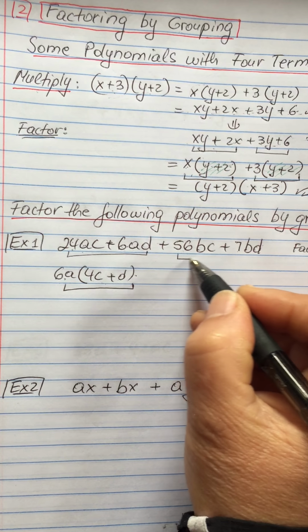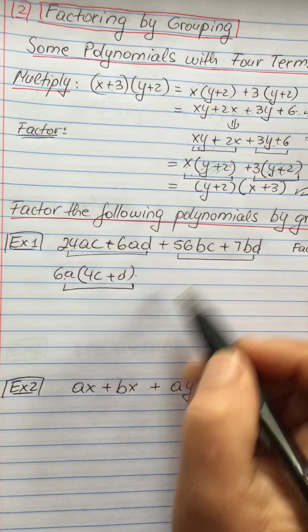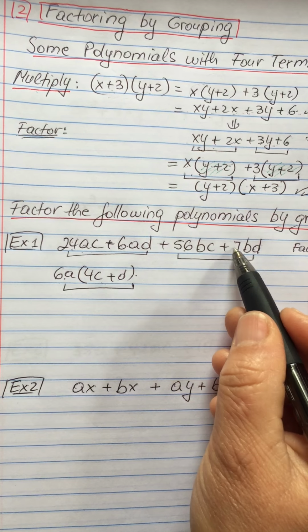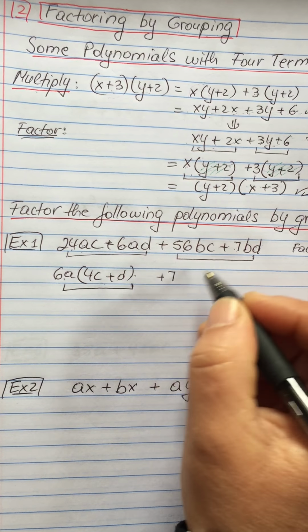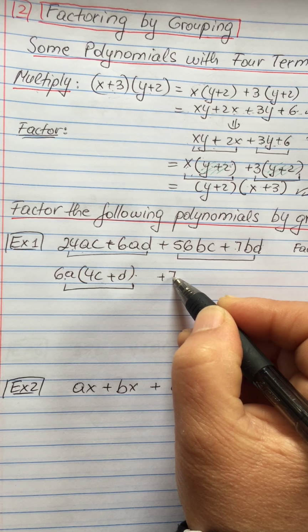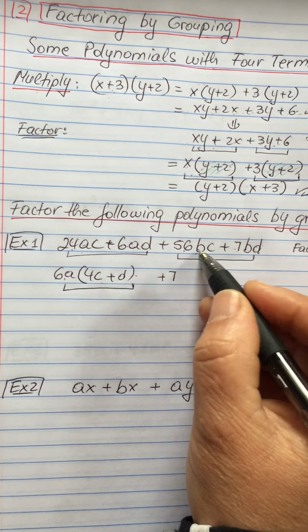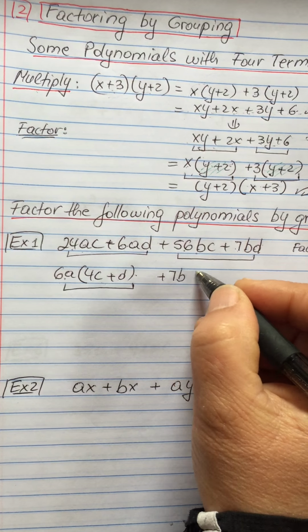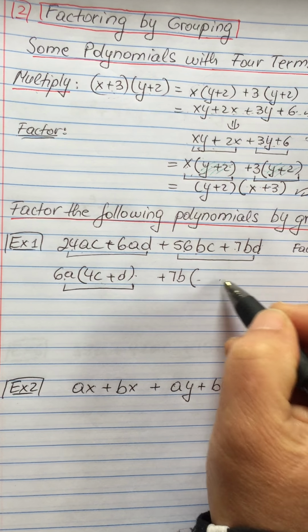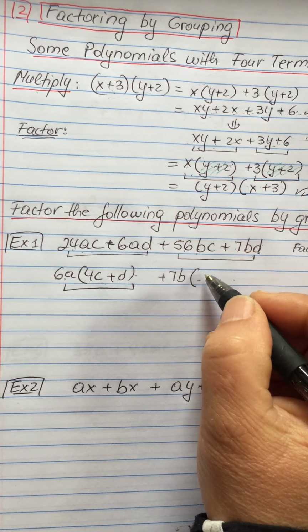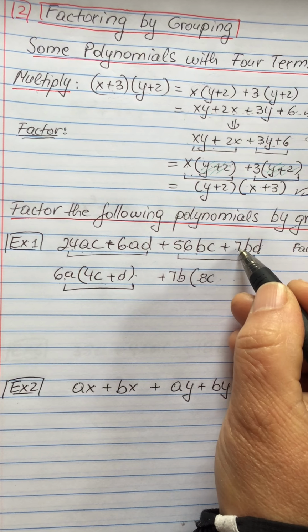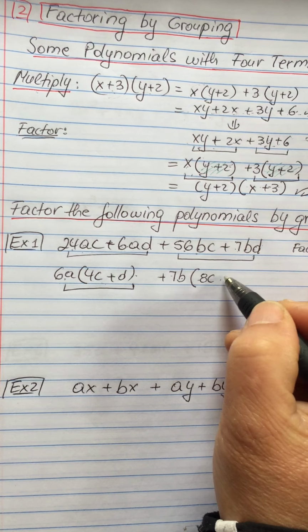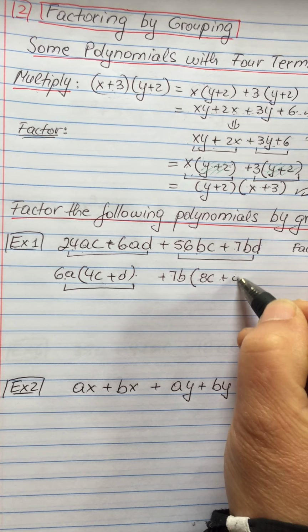Now let's go and factor the second group. 56 and 7 both are divisible by 7. So 7 is the common factor. And what else? B. Open parenthesis. What is left? 56 divided by 7 is 8. B is outside, C. 7 is outside, B is outside, D.